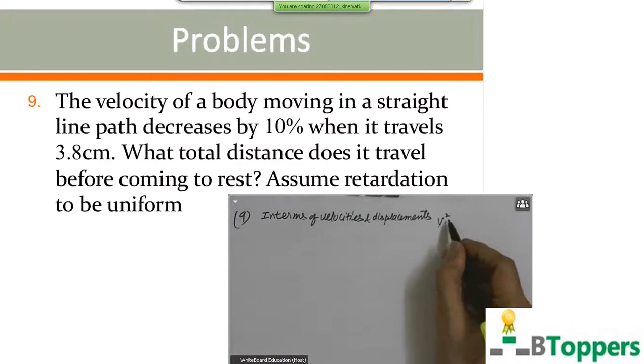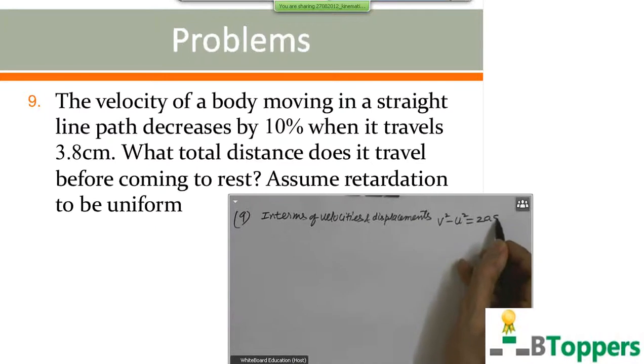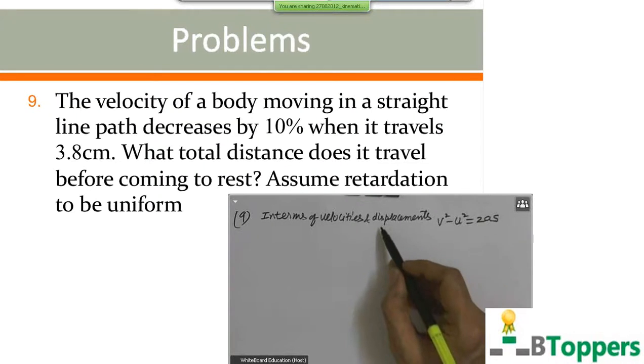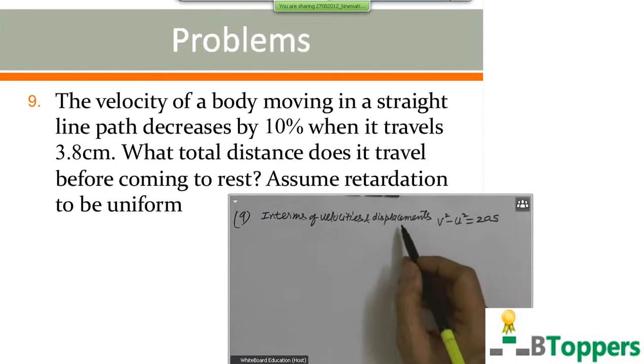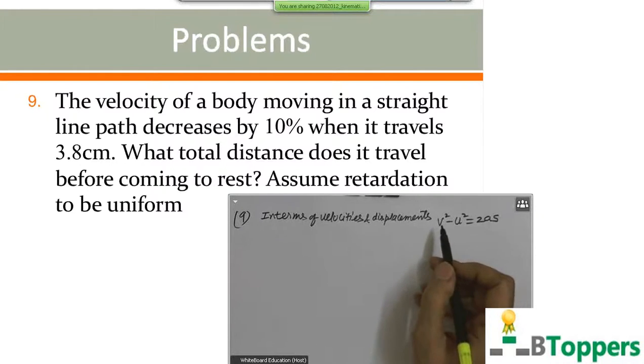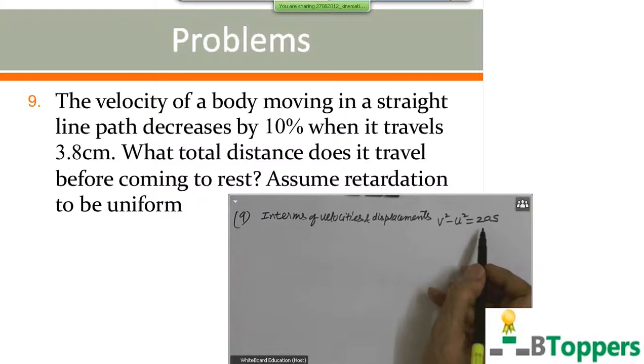Then you can solve the problem by using the equation v square minus u square equal to 2as 2 times for the 2 cases in the problem. For example, a body moving in a straight line path with uniform retardation: the velocity reduces to half when it travels a distance of 6 meters. What further distance does it travel before coming to rest? If the problem is given in terms of velocities and distances without mentioning time intervals, then you can usually solve it by using v square minus u square equal to 2as 2 times for the 2 cases of the problem.